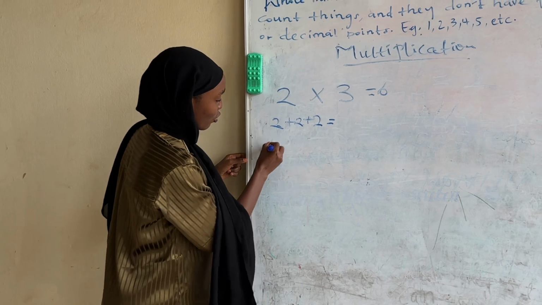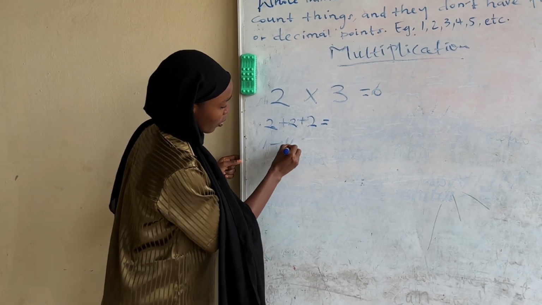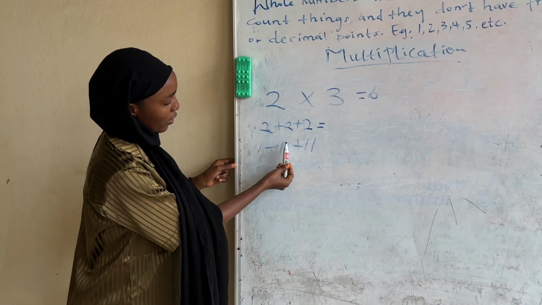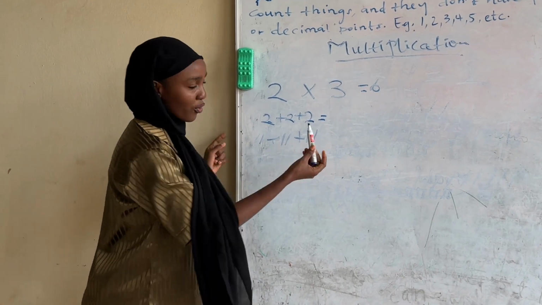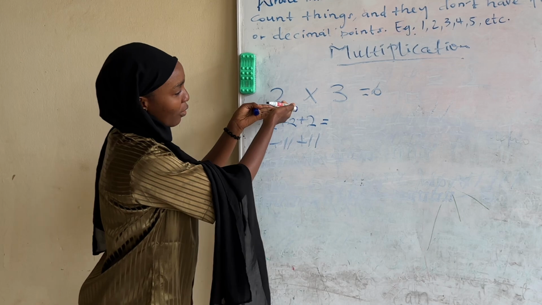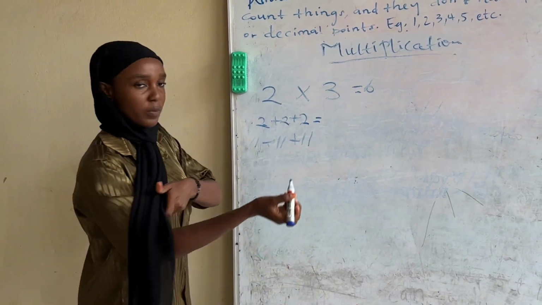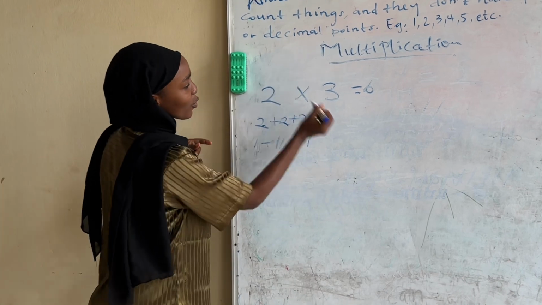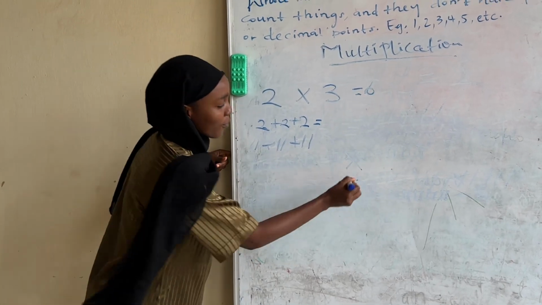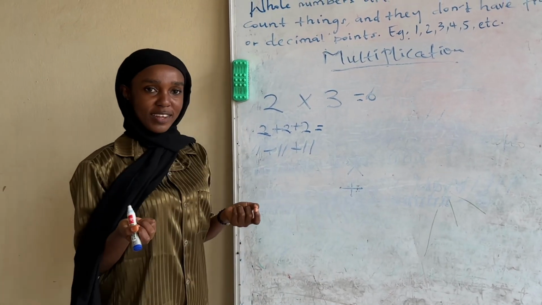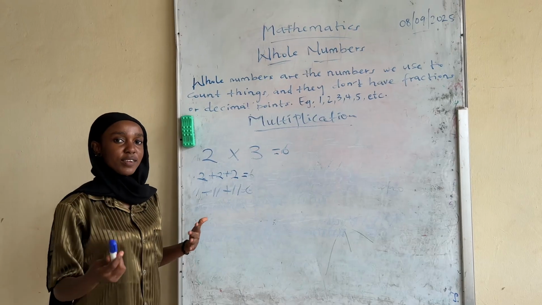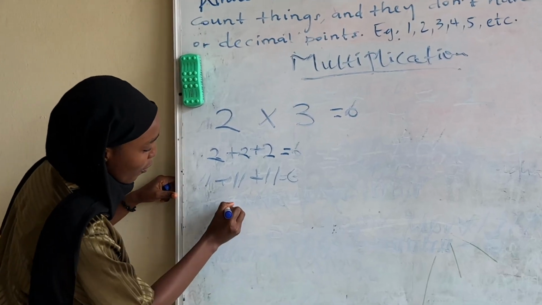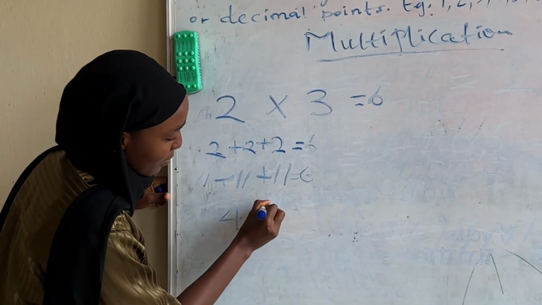If you add 2 strokes plus 2 strokes plus 2 strokes, it will be 1, 2, 3, 4, 5, 6. So instead of doing this, you are going to do this. That is multiplication. The difference is the signs. You use times instead of plus. Do you understand? Take another example for more understanding. Let's use 4 times 3.